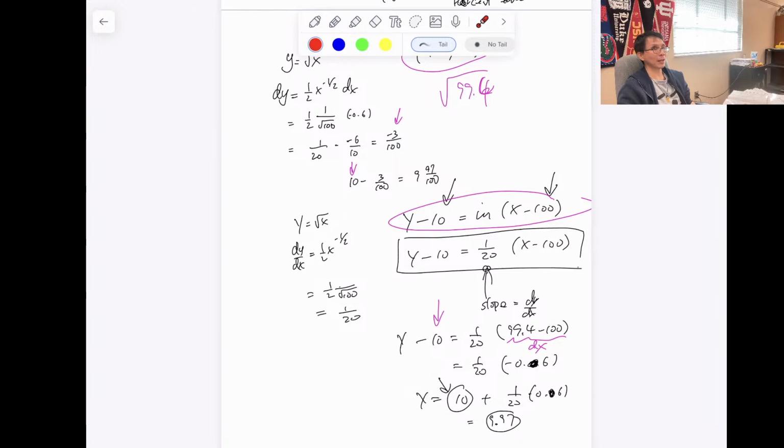I think Maya is asking why that dx is negative. Because 99.4 subtract 100. It went from 100 going down, because we know the value of 100. But the value we're trying to estimate is 99.4, so your dx is going to have a negative sign rather than a positive sign. Maya, does that make sense?